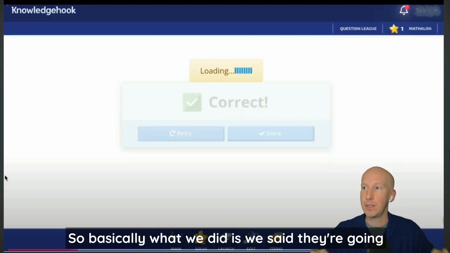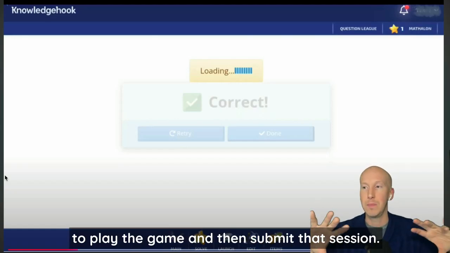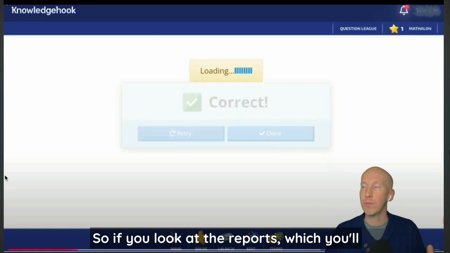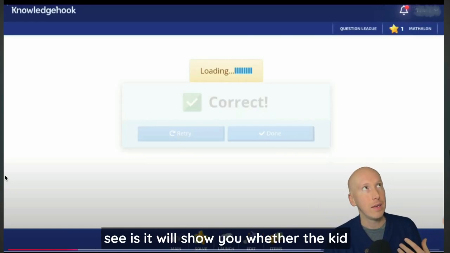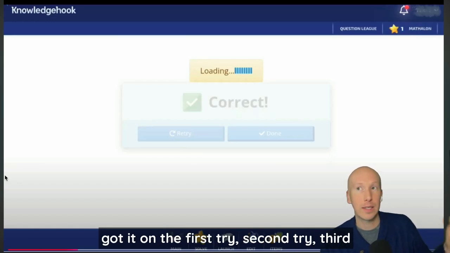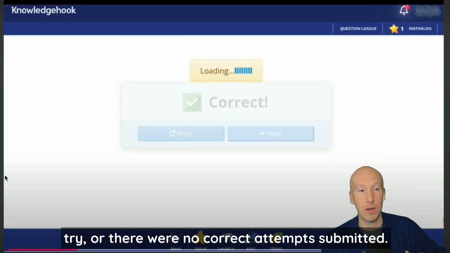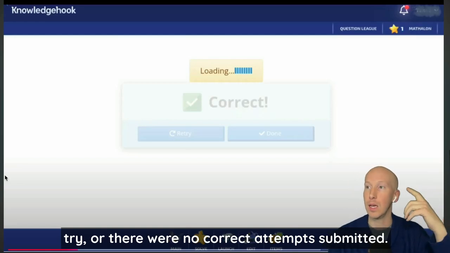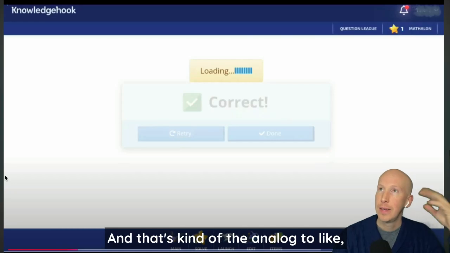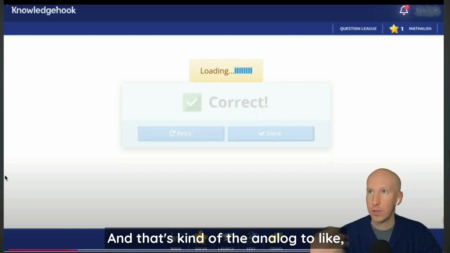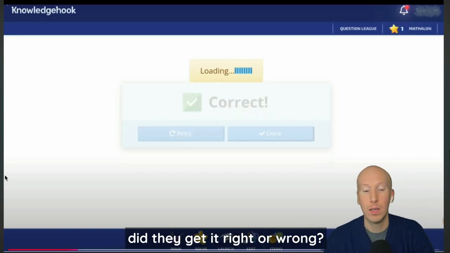So basically what we did is we said they're going to play the game and then submit that session. If you look at the reports, what you'll see is it will show you whether the kid got it on the first try, second try, third try, or there were no correct attempts submitted. And that's kind of the analog to, did they get it right or wrong?